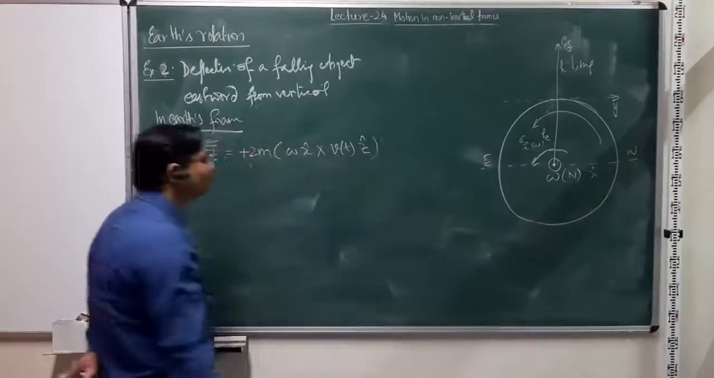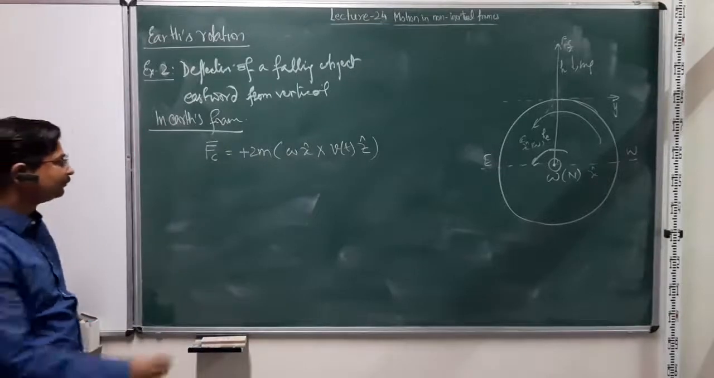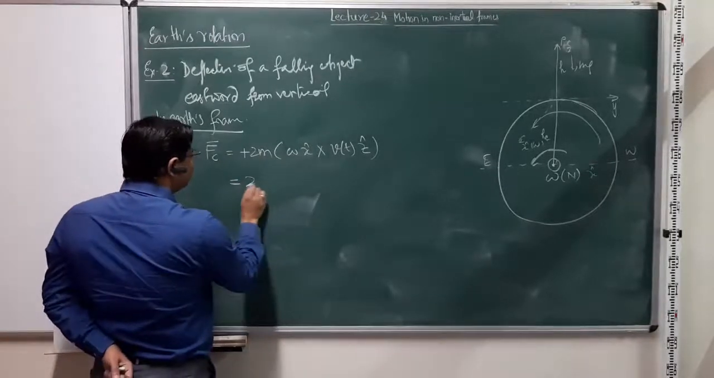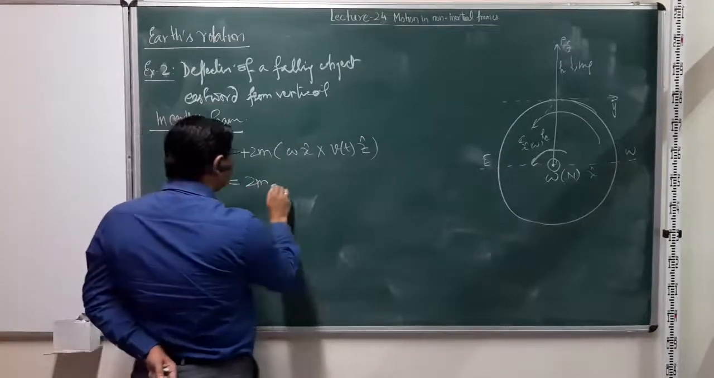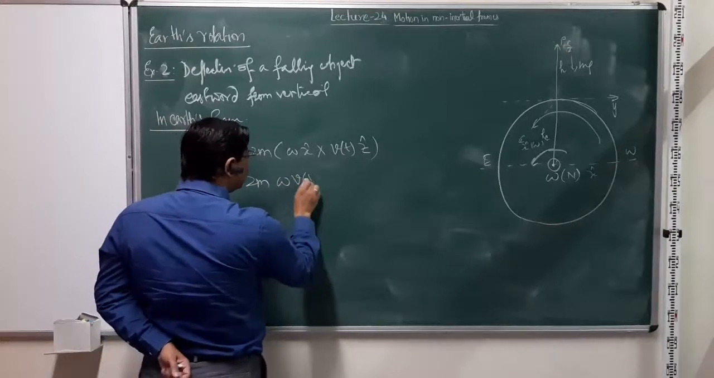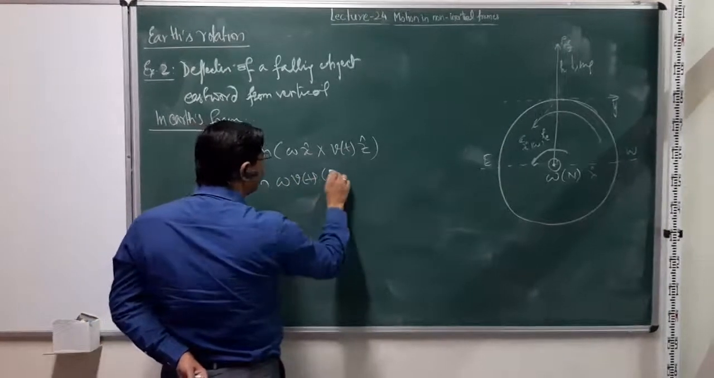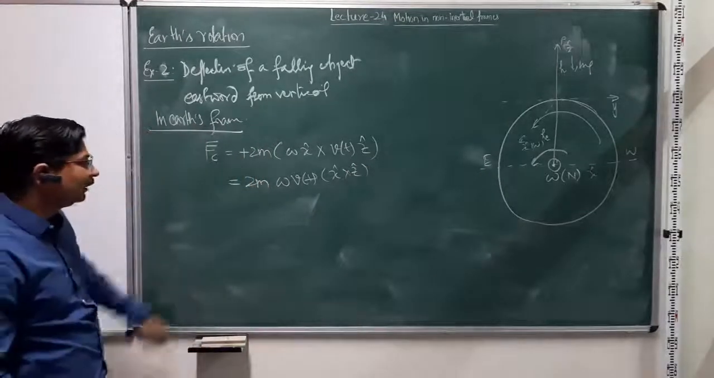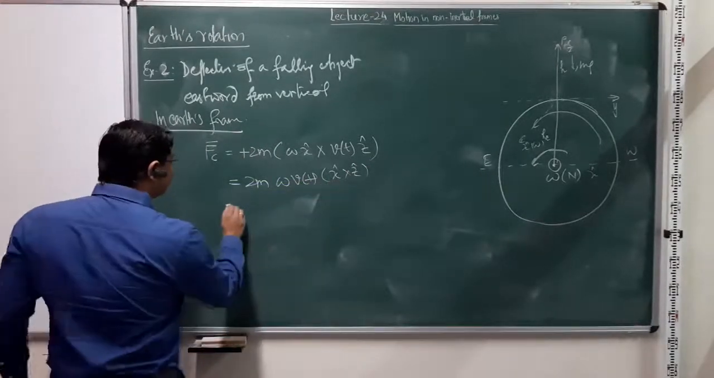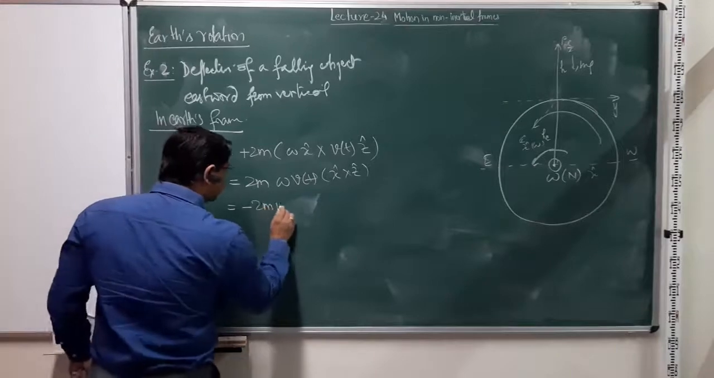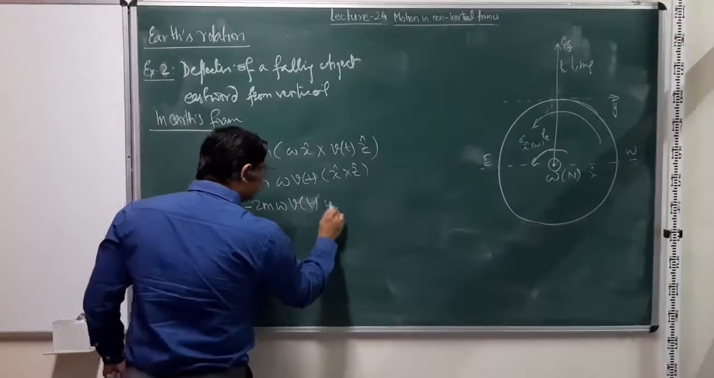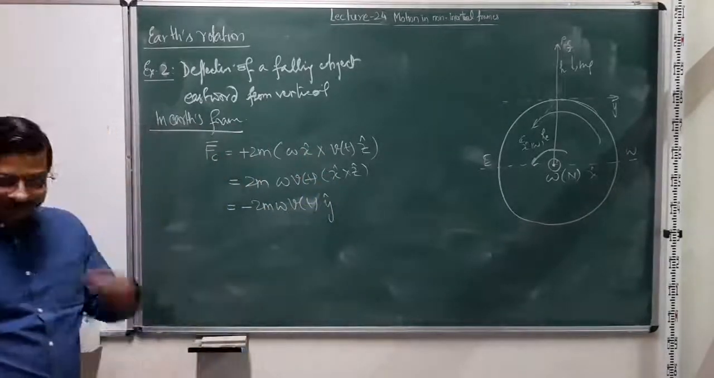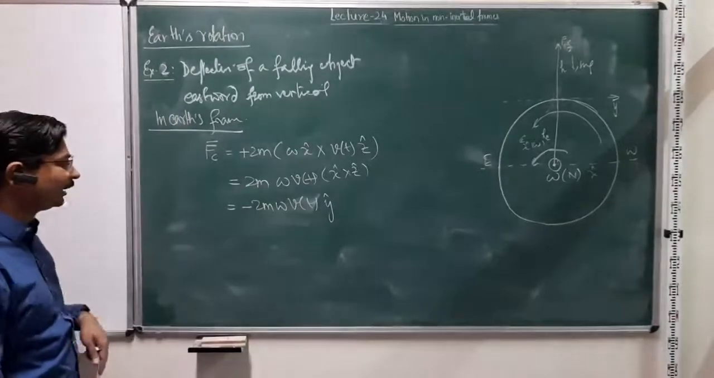So this becomes 2m omega vt x cap cross z cap, right? And what is this? This is nothing but minus 2m omega vt y cap, right? Z cap cross x cap is y cap, we know from our cyclic cross product.